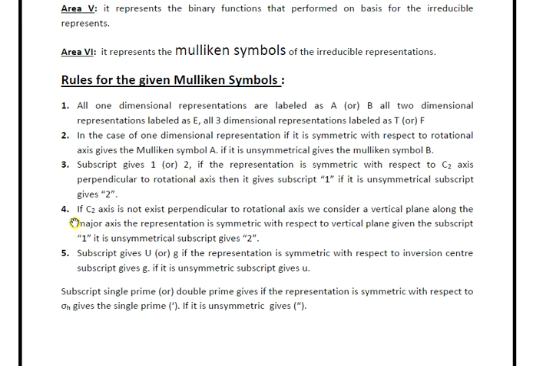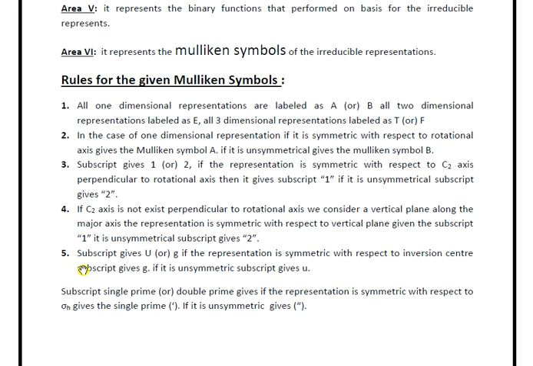Rule 4. If C2 does not exist perpendicular to the rotational axis, we consider the vertical plane along the major axis. If the representation is symmetric with respect to the vertical plane, it gives the subscript 1. If it is unsymmetrical, subscript gives 2.